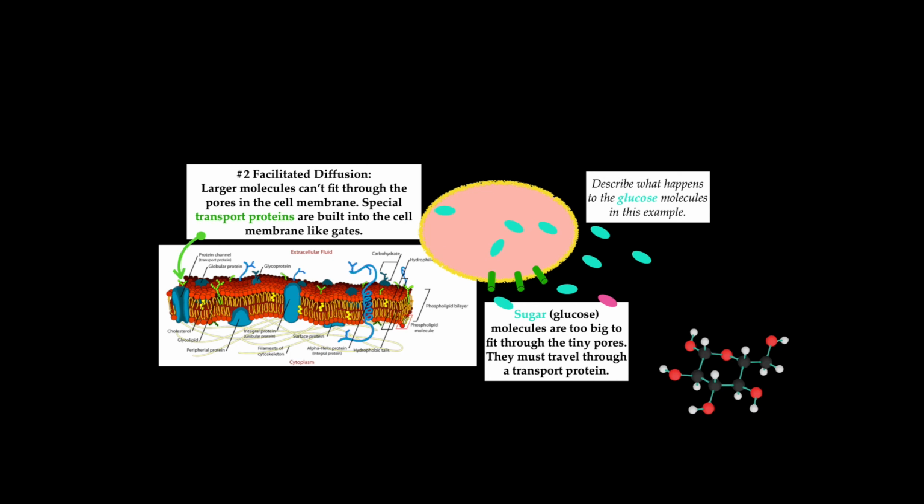The glucose molecules would diffuse through transport proteins or other channels in the cell membrane until the concentrations are equal inside the cell and outside the cell.